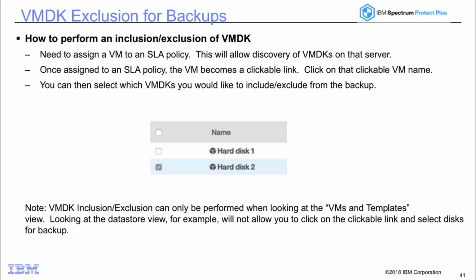Now, just a little note on including and excluding VMs. VM disk inclusion and exclusion can only be performed when looking at the VMs and Templates view. Looking at the datastore view, for example, will not allow you to click on the clickable link and select the disk for backup. So make sure that you're in the VMs and Templates view when you're selecting those.